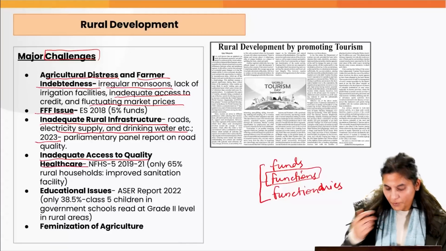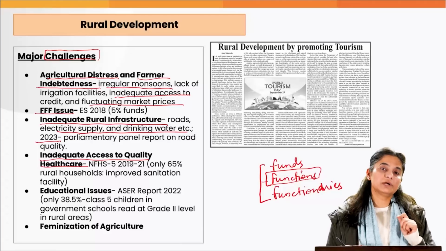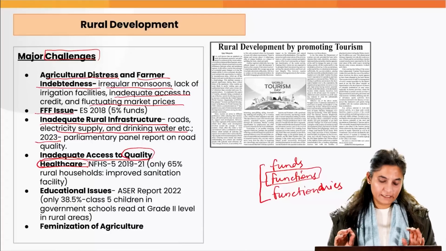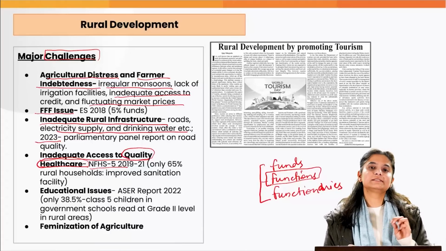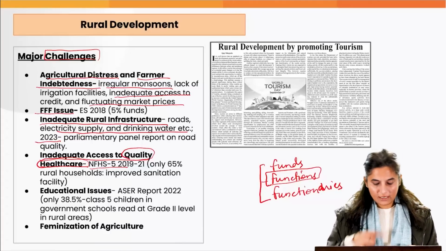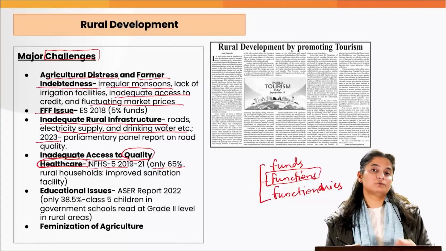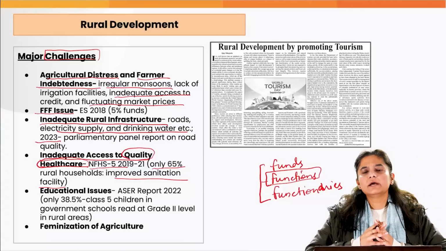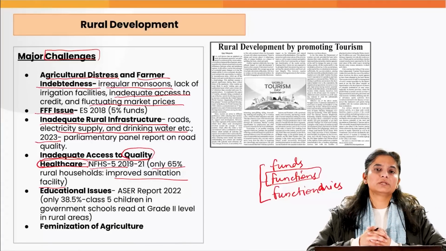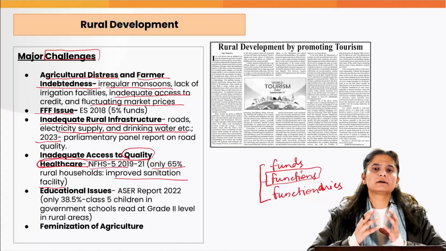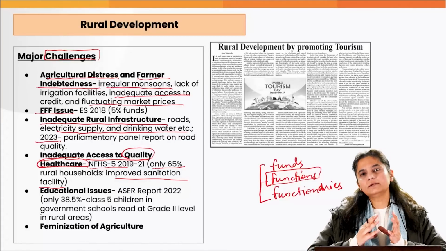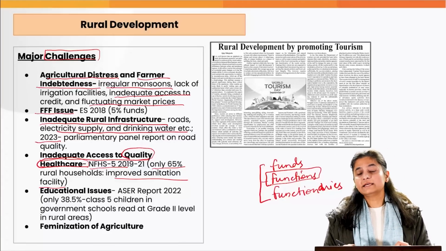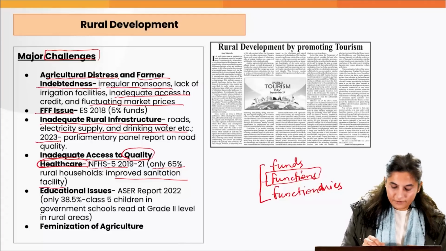Then a point has to be made regarding inadequate access to quality healthcare. So quality healthcare is not overall available. NFHS 5, the National Family Health Survey 5, which came out in 2019-20, highlighted that only 65% of households have improved sanitation facilities. Also, we just talked about how around 64-65% of the population resides in villages, but by the coverage and accessibility of hospitals, only 25 to 30% of hospitals are accessible to this population. That again highlights the inaccessibility and the quality of healthcare.